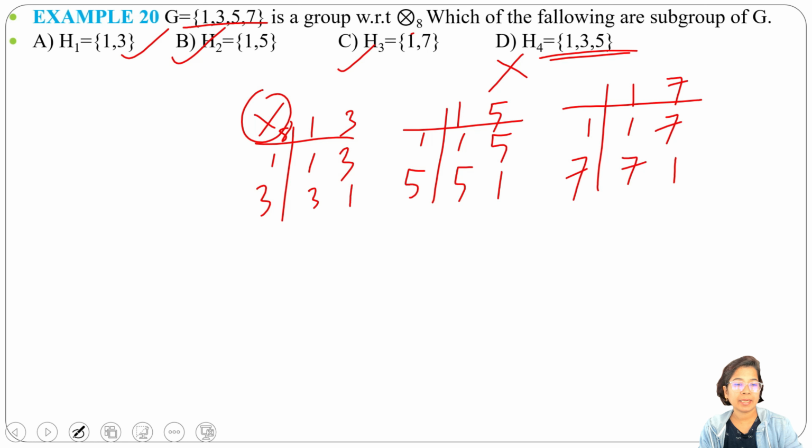Next option D, H4 contains 1, 3, 5. Here order of H4 is 3. 3 does not divide 4, hence we don't need to check it as it is not a subgroup.